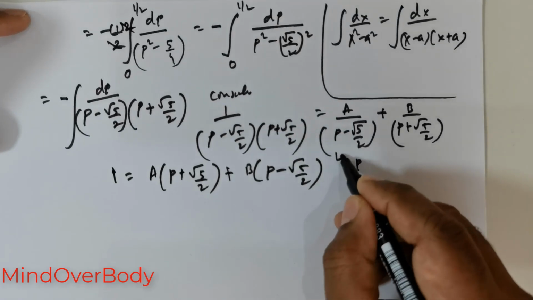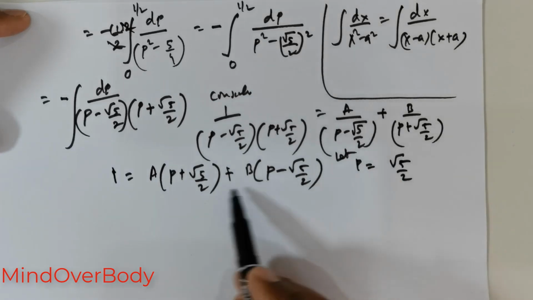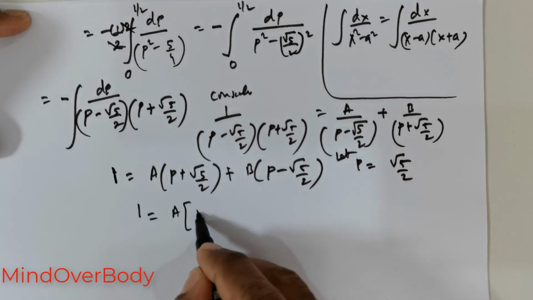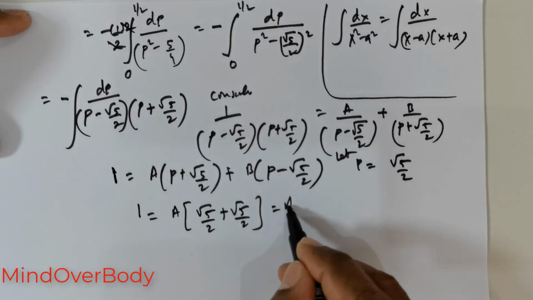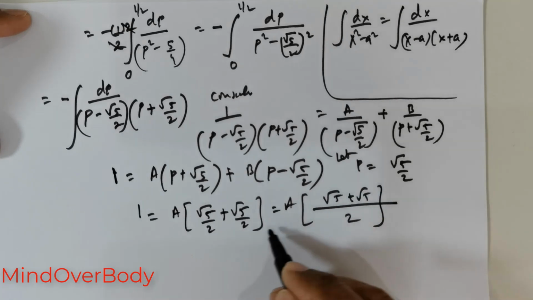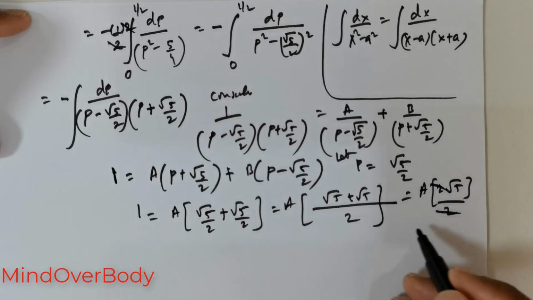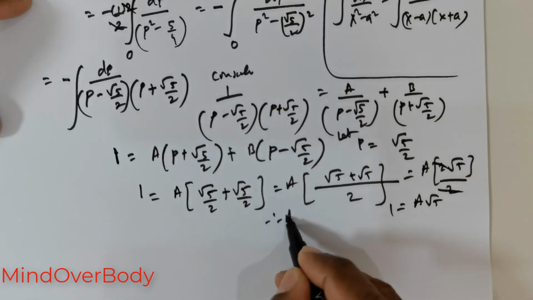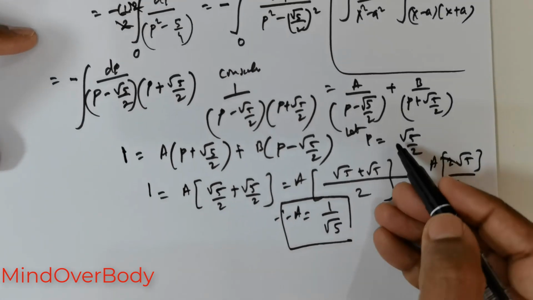Let me take p to be equal to root of 5 divided by 2. If I take that, this vanishes, so I get only this. So 1 is equal to a times root of 5 divided by 2 plus root of 5 divided by 2, which is a times, LCM is 2, and you get root of 5 plus root of 5. You add these two, you get a times 2 times root of 5 divided by 2. 2 gets cancelled. So you get a times root of 5. On the left you got 1. Therefore the value of a is 1 over root 5. So this is for a.